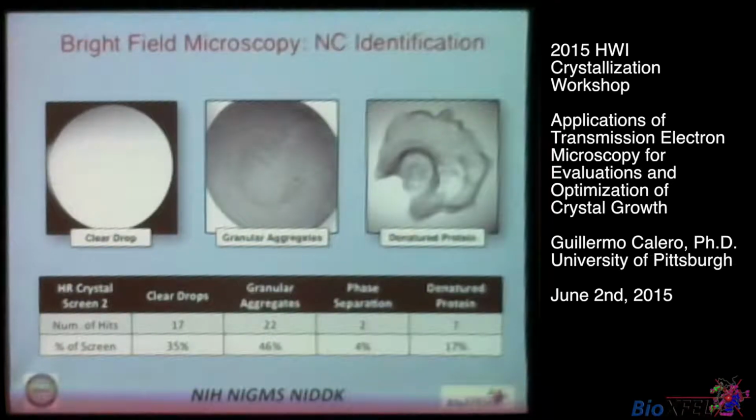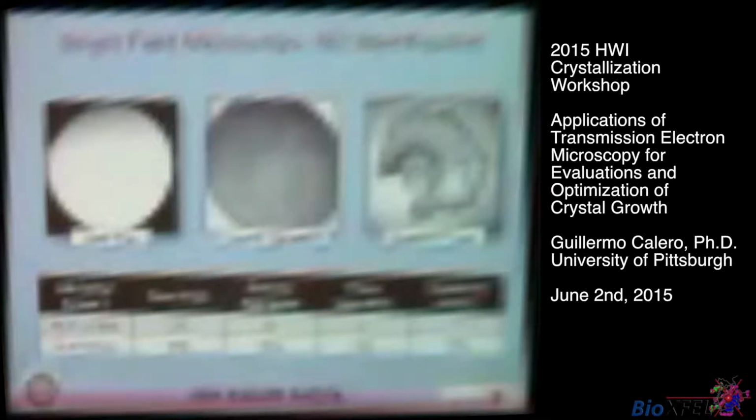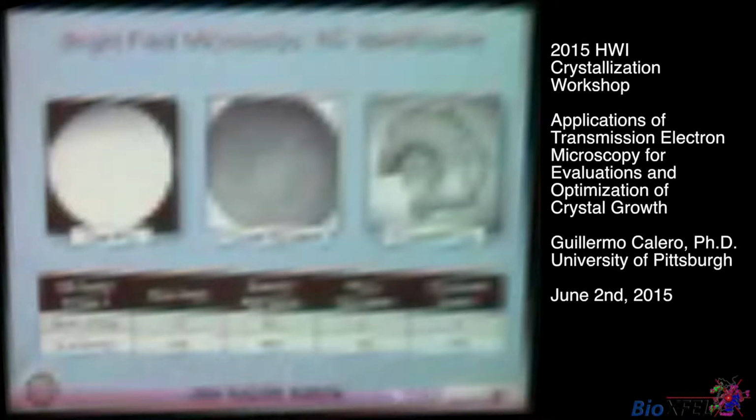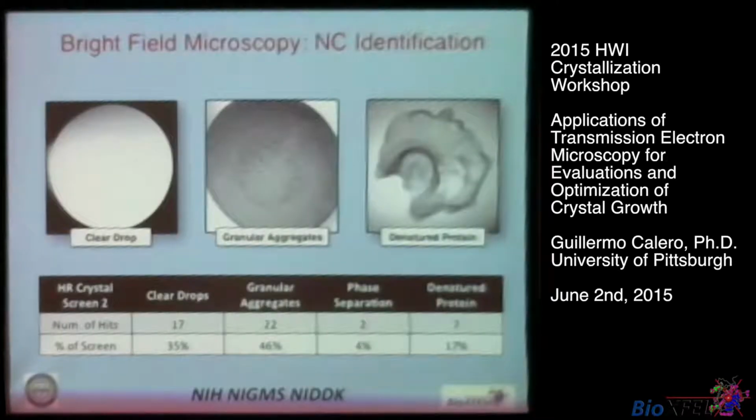So again, when we set up the Hampton Research Crystal Screen with one of the membrane proteins, as an example, we got 17% clear drops, 35% clear drops, 46% granular aggregates. We got a little bit of phase separation, and a little bit of denatured protein. So this is pretty similar to what Joe was talking about. And this is a membrane protein.